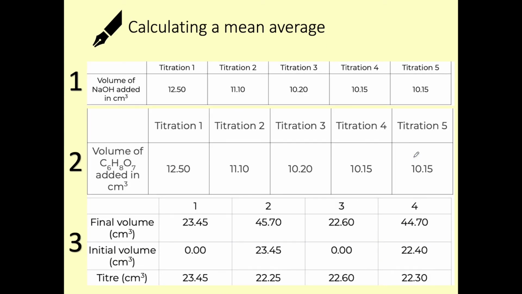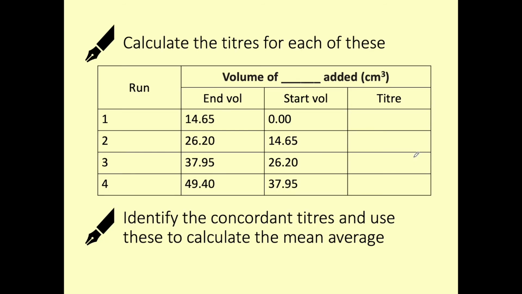So here are 3 for you to have a go at. So identify what the concordant results are and then calculate the mean average for this. So pause the video whilst you have a go. Okay, and then this next activity, you've been asked to calculate the titer first, so doing our end volume minus our start volume, and then analyse those titers to identify the concordant titers and use those to calculate the mean average. So pause the video whilst you have a go at this.